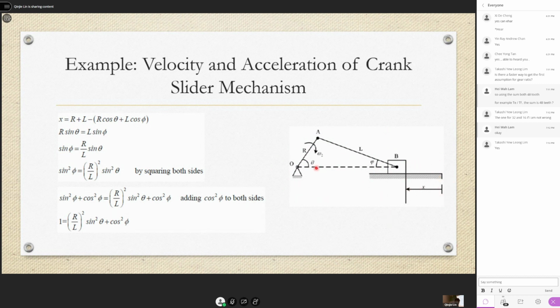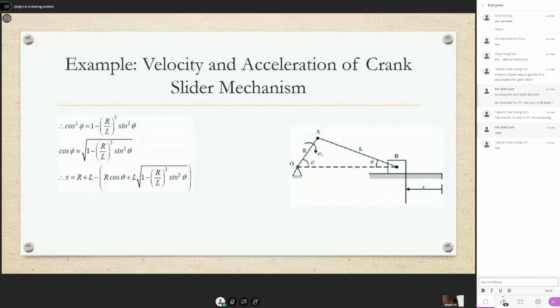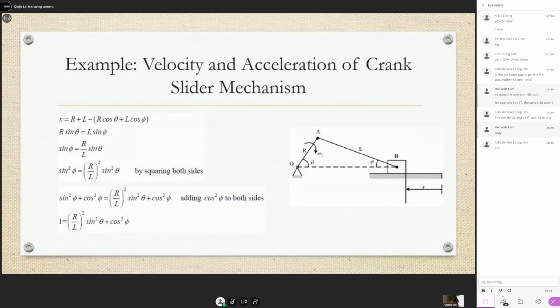So you can imagine when this thing is functioning, all of these are changing. X is changing, theta is changing. So to find the velocity, no, we are finding X first. To find an expression for X, that means at any point, what is this X supposed to be? In other words, where is the slider? You want to find where the slider is.